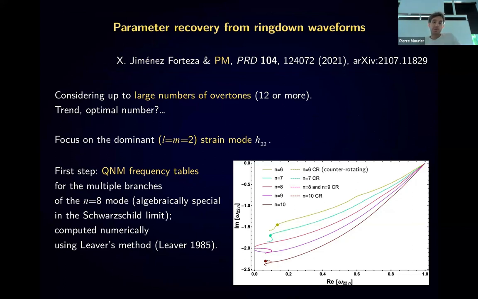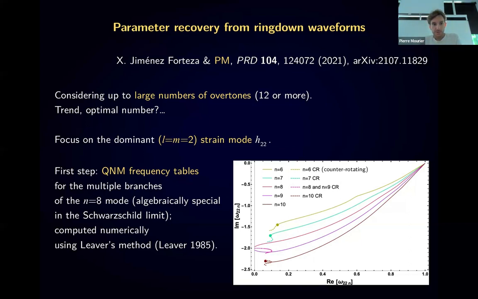As a next step, we went back to the actual waveform, as we can observe it at null infinity, and we wanted to consider up to much larger numbers of overtones than before, to see if the trend of improvement of the modeling would continue, if we could define an optimal number of tones and so on. And in this case, we focus just on the dominant 2-2 mode of the strain.